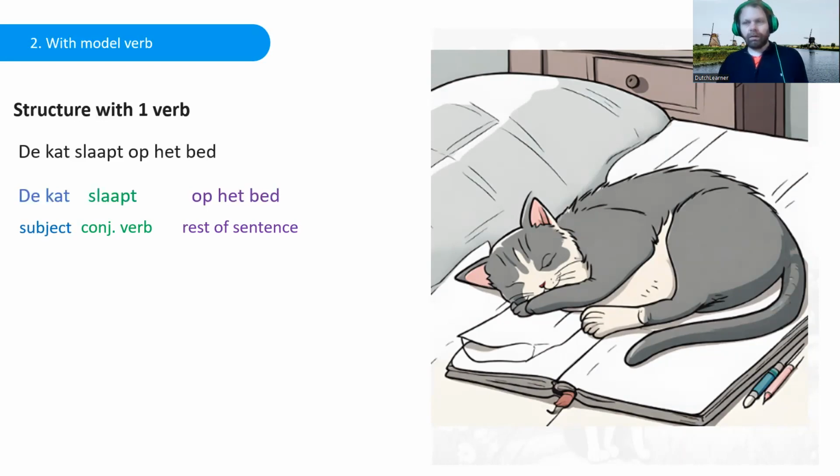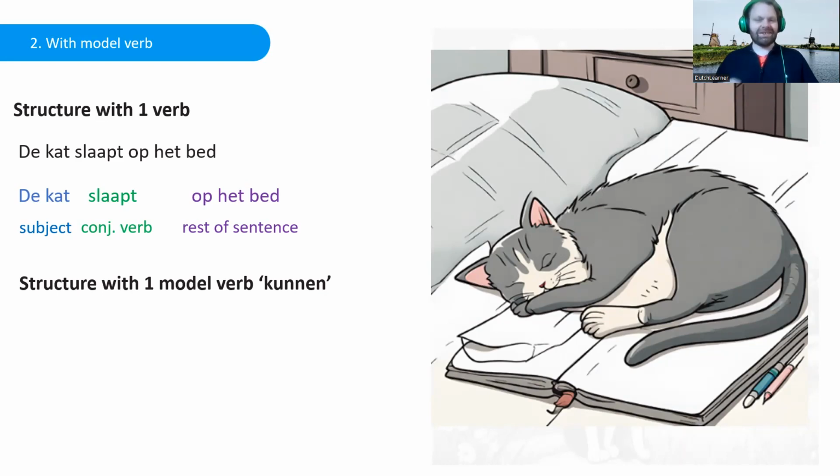Let us go a little bit deeper. So instead of saying the cat sleeps on the bed, de kat slaapt op het bed, let's say the cat can sleep on the bed. So how would this work in the Dutch language? Hoe werkt dit in het Nederlands? Sorry, not this, but dit. Okay, we're going to use can, kunnen. I'll show you kunnen a bit deeper in a moment. For now, we focus on the structure.